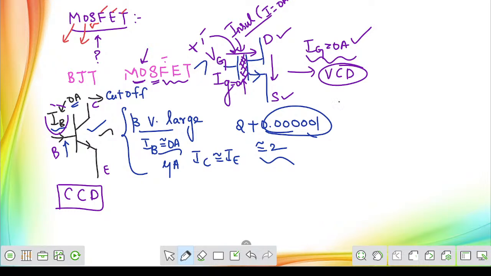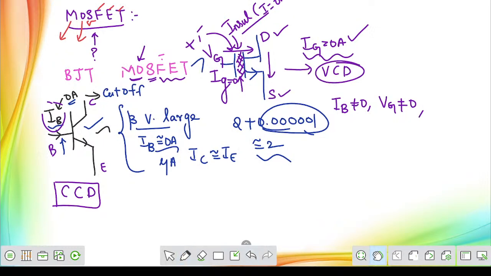So what we observed is, in a BJT, the base current is not equal to 0 when it is in operation, in steady state. Whereas here, under steady state, the value of the gate current will be equal to 0. Okay. After that, next I will tell you the primary difference.